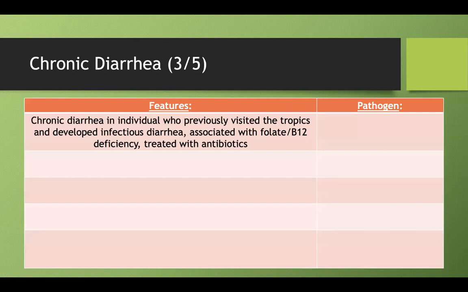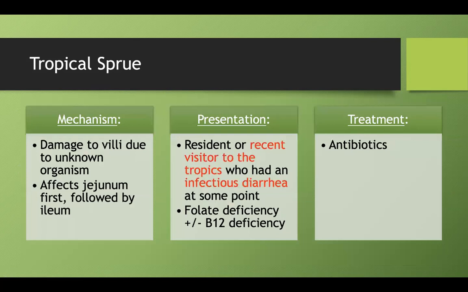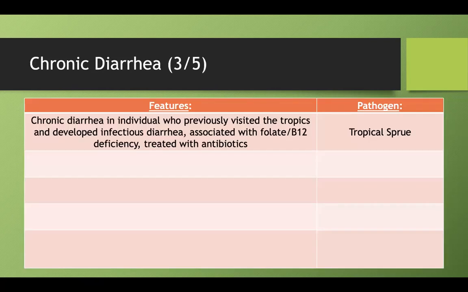Okay, so let's move on. What if you saw somebody with chronic diarrhea who recently visited the tropics and at that time developed an infectious diarrhea? It has an association with folate and B12 deficiency and can be treated with antibiotics. So that's tropical sprue. You can just remember that they have to mention some sort of visit to the tropics and some sort of infectious diarrhea.